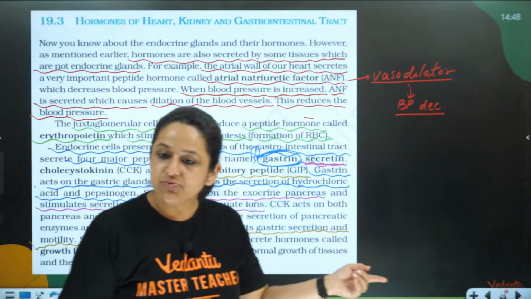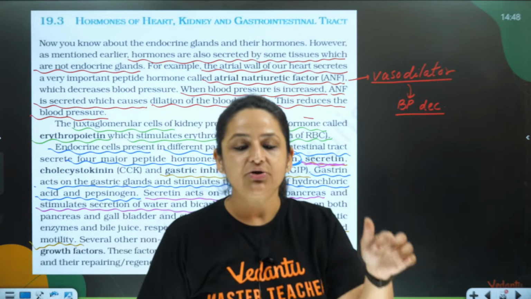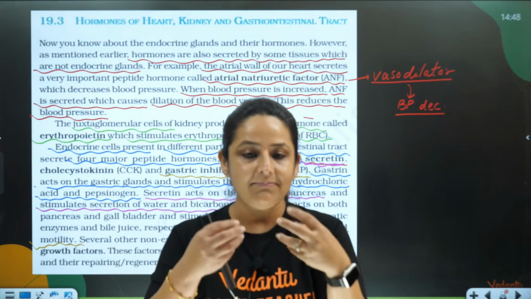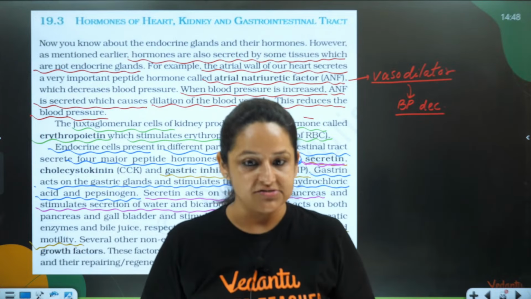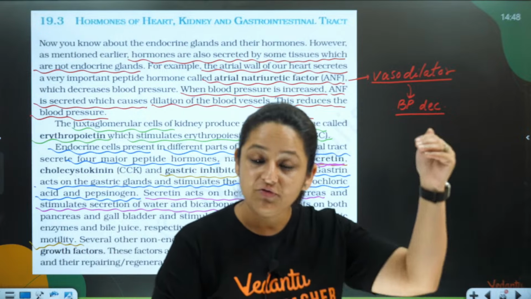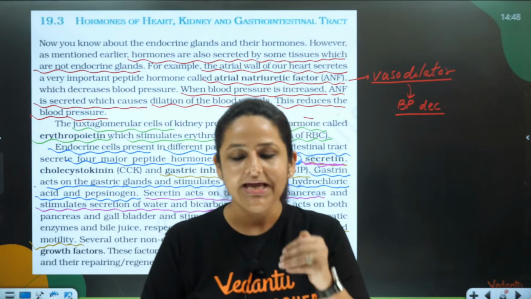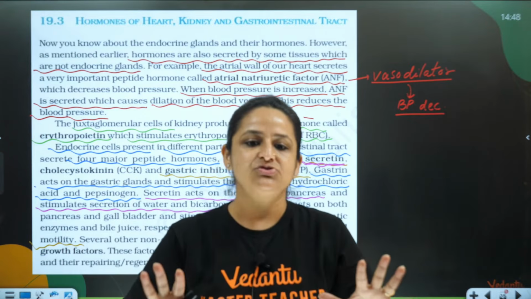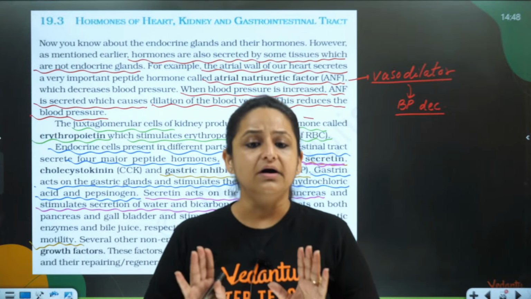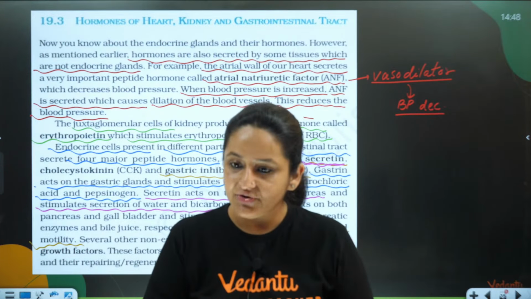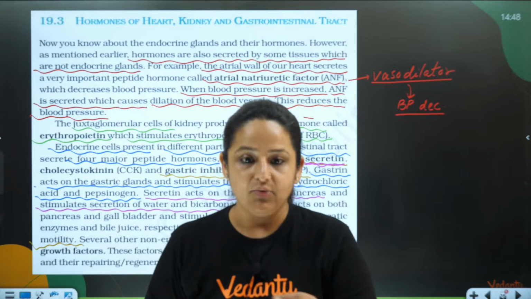So what is it going to do? Secretin is going to release the water and bicarbonate ions into the duodenum first, so that the acidic food which is coming from the stomach becomes all alkaline. It gets neutralized and becomes alkaline. Now, that job is done.